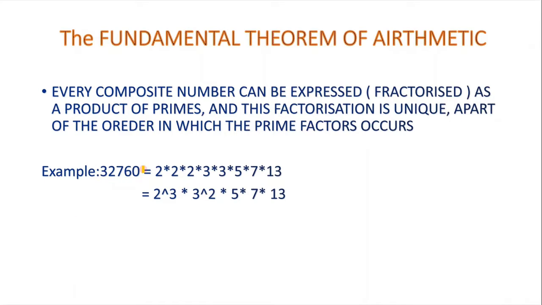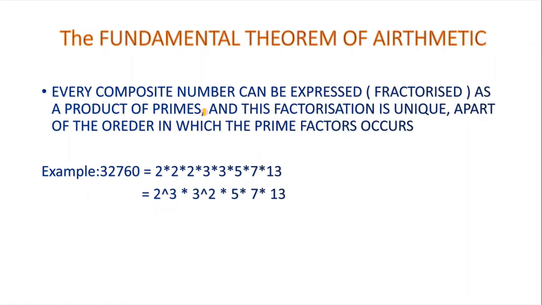Coming to the second important property of positive integers, that is the fundamental theorem of arithmetic. The fundamental theorem of arithmetic states that every composite number can be expressed, that is factorized, as a product of primes, and this factorization is unique, apart from the order in which the prime factors occur. In simple terms, each and every composite number can be factorized as a product of prime numbers.